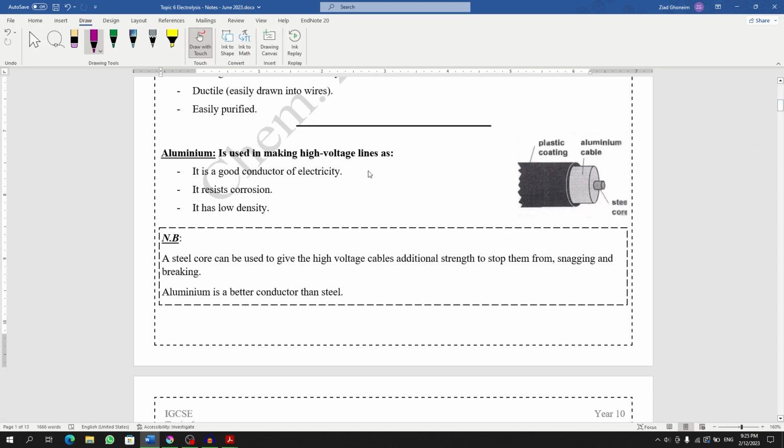Aluminium is used in making high voltage lines because it's a good conductor of electricity, and it resists corrosion, and it has low density, so it's lightweight, and of course it can be shaped as well.